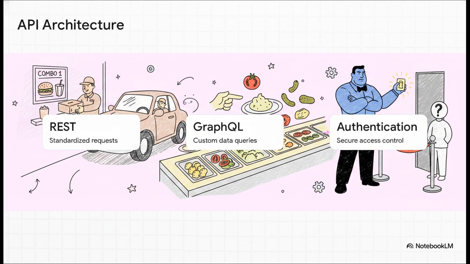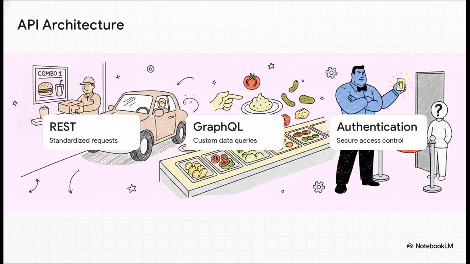Then you have GraphQL. GraphQL is more like a high-end custom buffet. Instead of a fixed menu, you tell the backend exactly what you want. You say, hey, I want 1 slice of tomato, 2 pickles, and a scoop of mashed potatoes. And the backend gives you exactly that data. Nothing more, nothing less. It is so efficient.